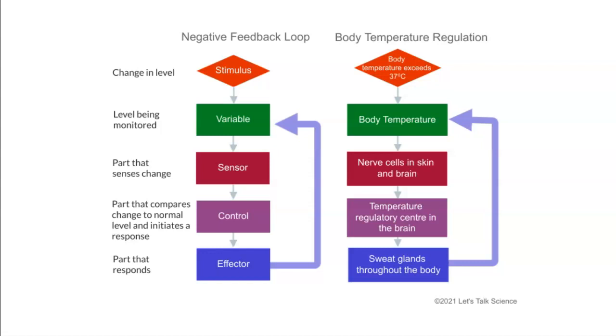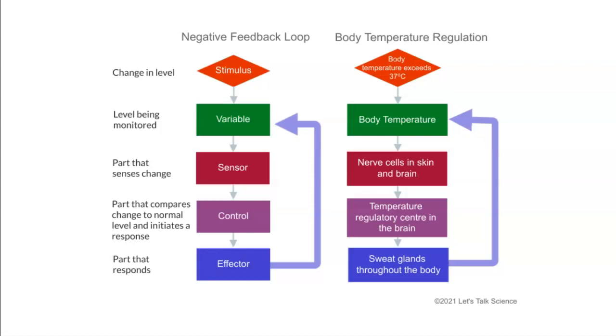So to put that into context, if you think about our body temperature, it can change and fluctuate. Now, if our body temperature is what we're monitoring, the sensors that deal with that are the nerve cells in our skin and brain. So our skin can feel hot or our skin can feel cold. Now, if we feel too hot or we feel too cold, our control center within our brain will deal with that and either warm us up or try and cool us down. So it'll either make us shiver to heat us up, or it'll make us sweat to cool us down. So that's how you would deal with the effector.